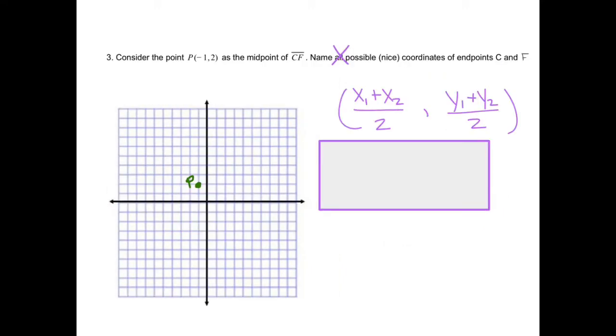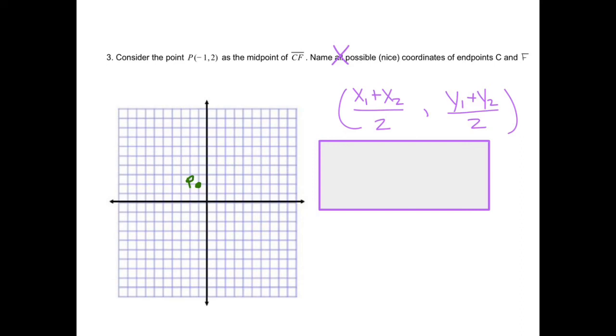Our final example together here is a little bit different. It's asking you to consider the point P, and it is the midpoint of some line CF, and that's all the information we're given. So we're just going to name one nice coordinate of possible endpoints of C and F. We're not going to name all of them. We're not given enough information about how long the segment CF is. So we're really not even going to use the formula here. I'm just going to be consistent and use the coordinate plane to count out.